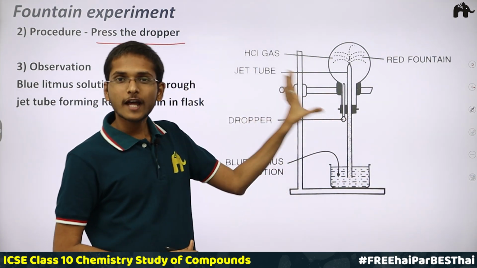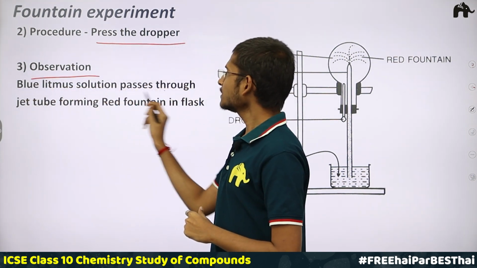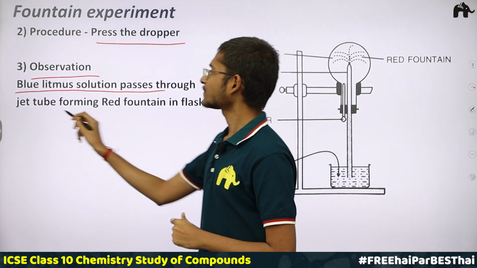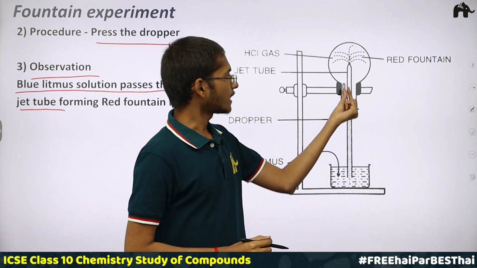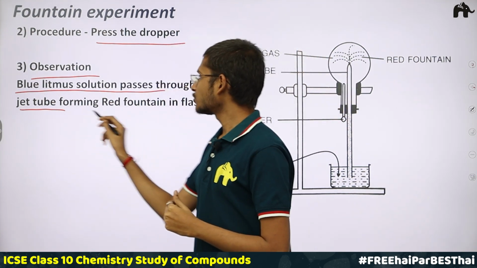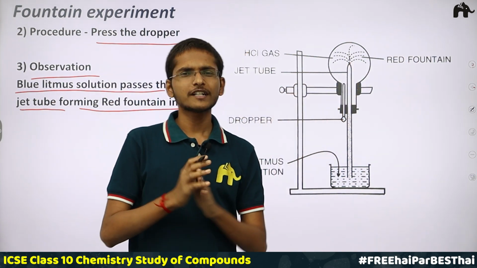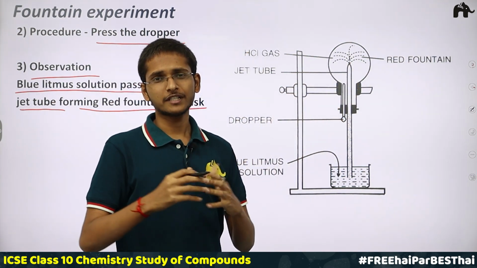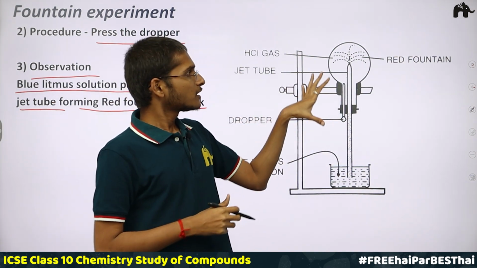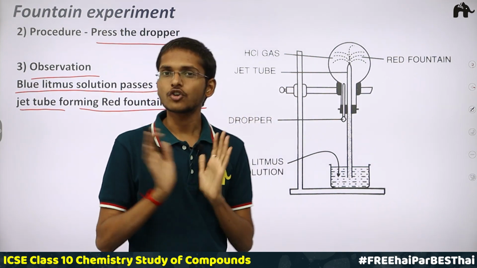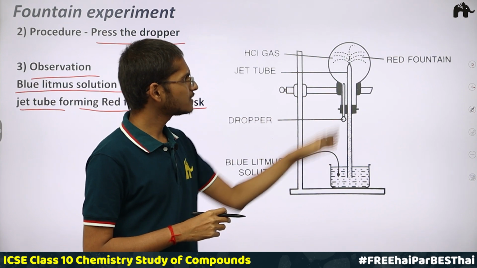So now what happens is, we can observe, the observation is, blue litmus solution would pass through the jet tube. Okay, you can see here, this blue litmus solution would pass through this jet tube, right, in this way, and it would form a red fountain in the flask. I'm pretty sure that it would be very exciting and very interesting to see this experiment. Really. So you would observe a red fountain here. That's the observation. Now let's see why this is happening. Why are we able to see this red fountain?